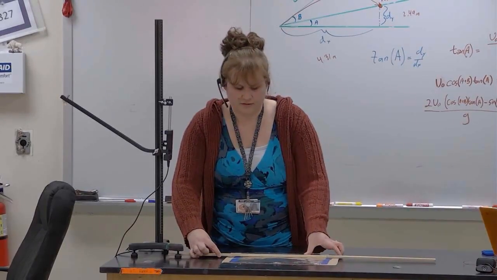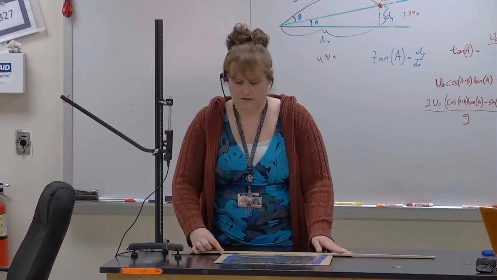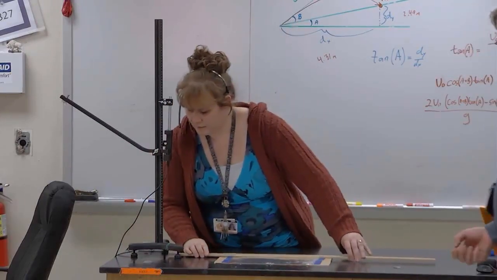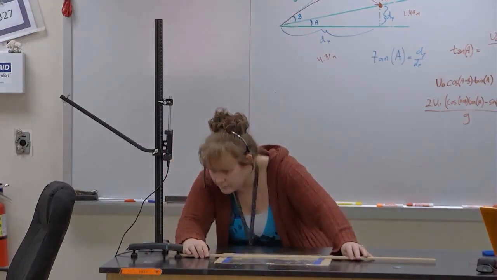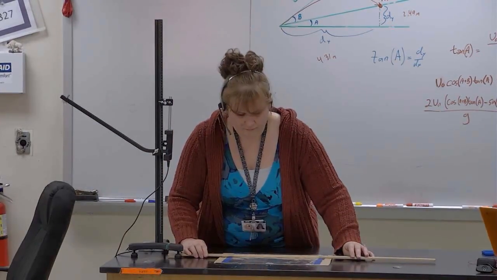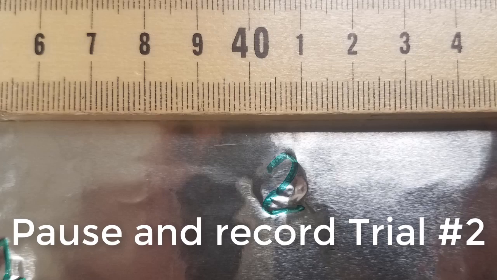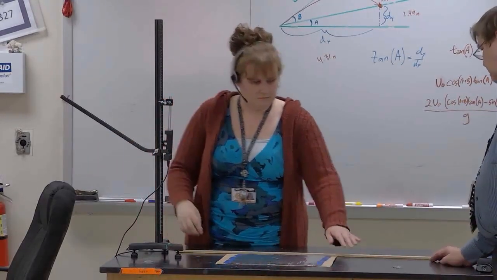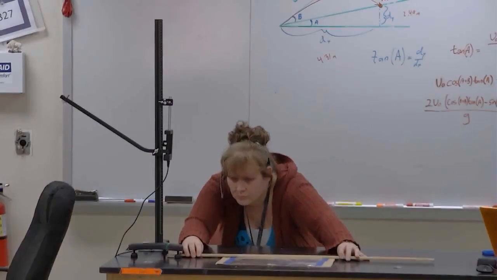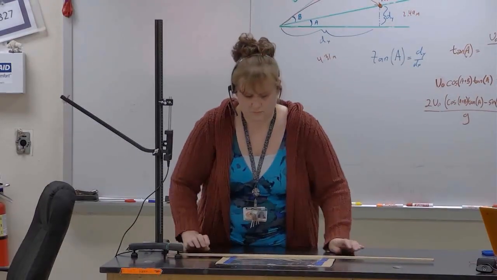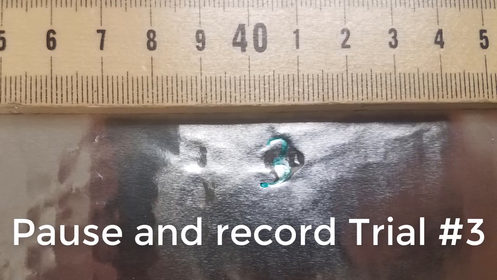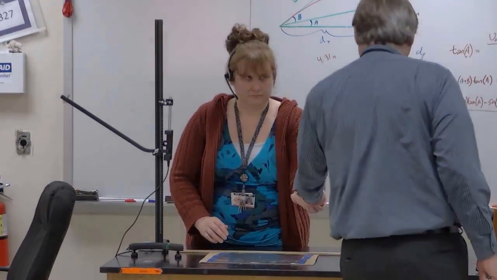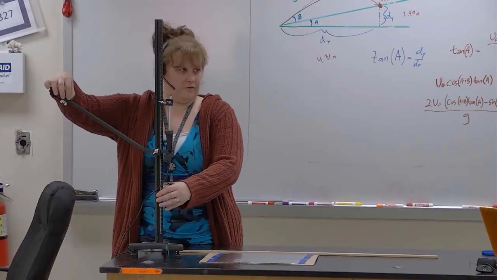All right, I'm going to move my foil a little bit so I've got a clean spot for it to hit. Get my meter stick out of the way and roll again. Put that back. And roll it a third time. Get my marble. And here's our fourth trial.